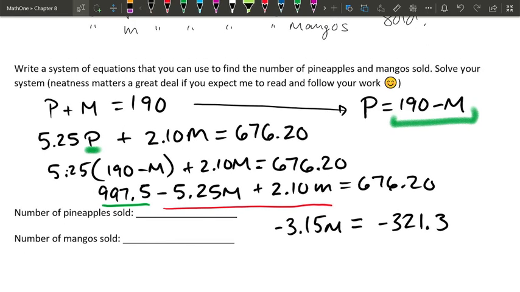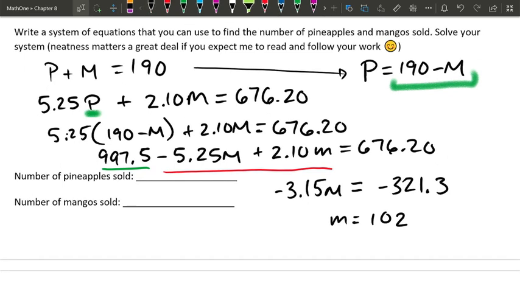Okay. So now I'm going to divide both sides by negative 3.15. So negative 321.30 divided by 3.15 gives me M is positive 102. So apparently the number of mangoes sold is 102 mangoes. And if I take 190 and subtract that number of mangoes, that's going to give me the number of pineapples, right? That's just using this equation right here. So the pineapples should be 88.